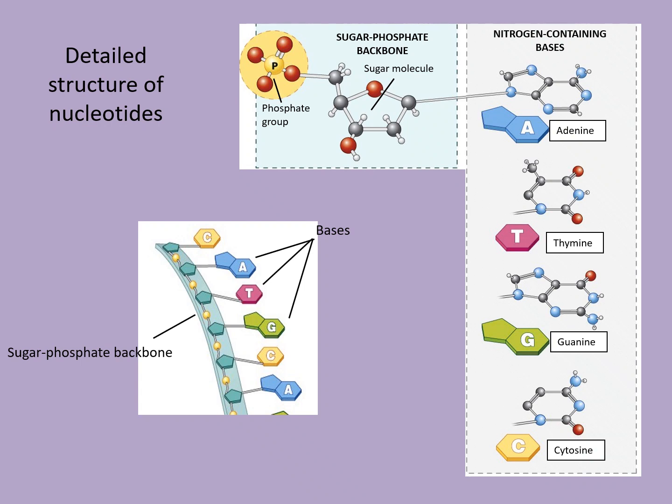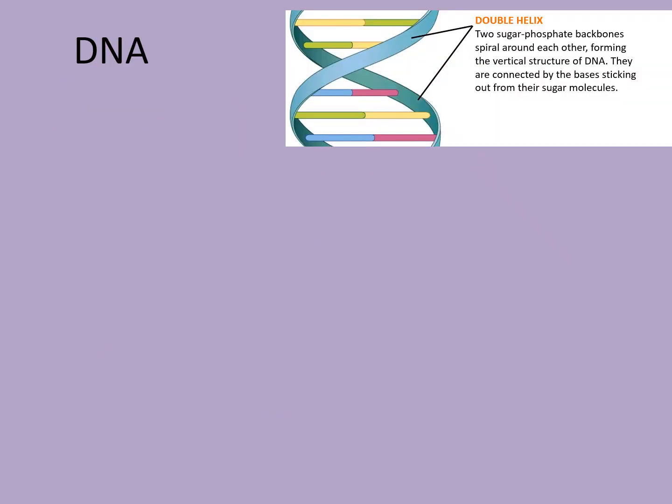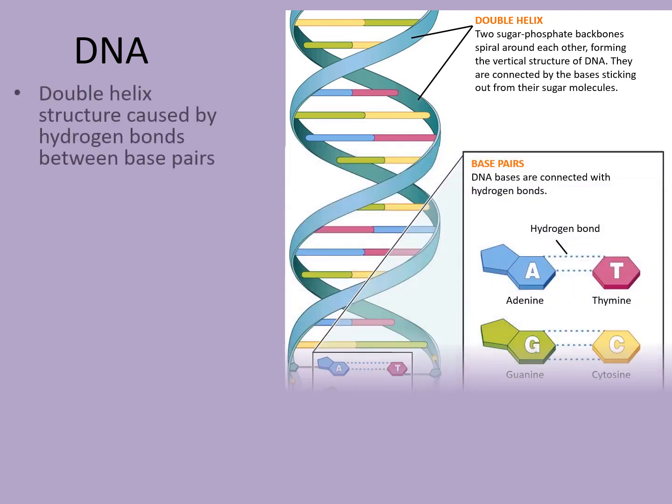So this last picture that populated is what it looks like. You have the backbone, your nitrogen base is hanging off of that phosphate group, and they're all hooked together in a line. DNA is made up of a double helix. Those are two sugar phosphate backbones which spiral around each other and form this vertical structure, which you've seen images of in your life. They're connected by the bases that stick out from the sugar molecules, because you can see the line in the middle. The bases stick out on either side and they pair up together.